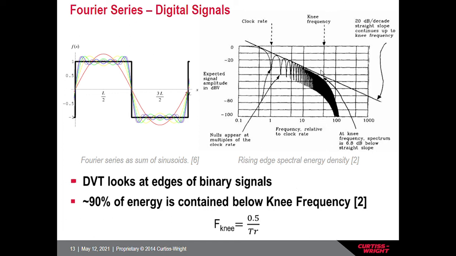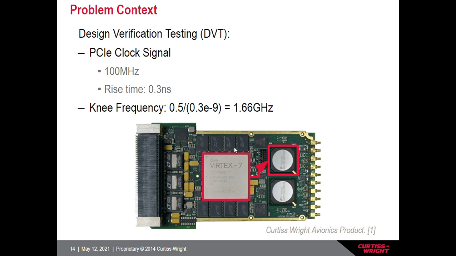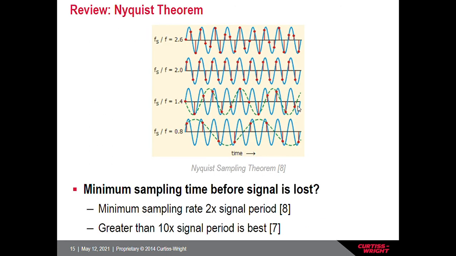So the knee frequency, 90% of the energy is contained above or below that frequency. We just plug all of our information from our signal into this knee frequency, and that'll spit out the analog bandwidth, the bandwidth that we need for the analog front end. This is an example for a 100 megahertz square wave for a PCIe clock with a rise time of 0.3 nanoseconds. We're going to need a knee frequency or an analog front end bandwidth of 1.66 gigahertz to retain 90% of that information. And then finally, how do we pick our sampling rate?